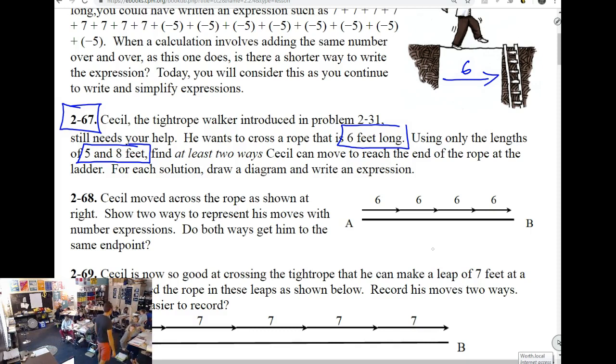One's easy. The first way, you can only use 5 and 8, but you can do it as many times as you want. You can use them 3 times, 4 times, 8 times. Can we use 8 plus 5 or 5 plus 8? Yeah, you can use either of them, positive or negative, as much as you want.